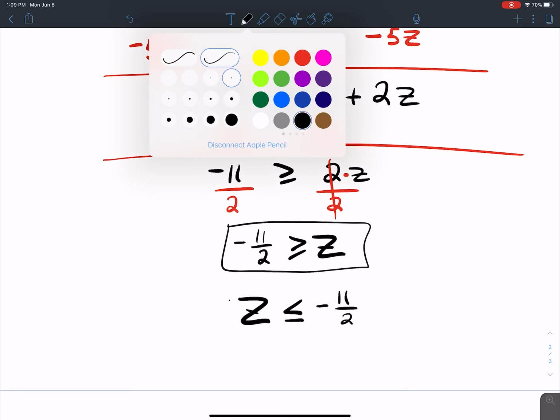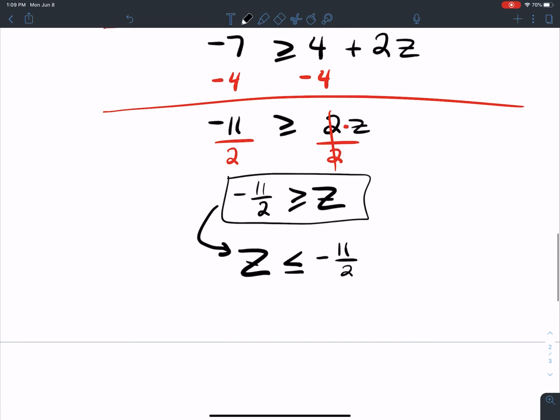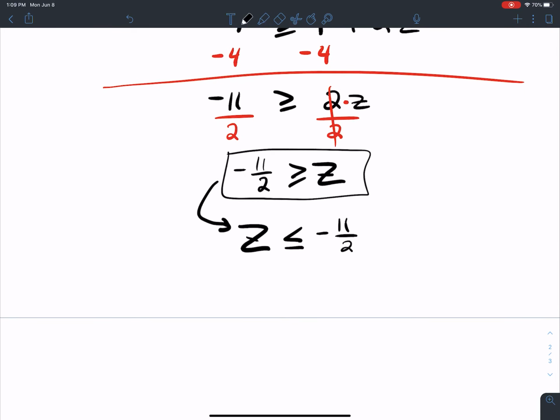So this is the same thing. This is just writing the variable first. I promise you it's going to help you out. It's easier to read it this way. I read it as z is less than or equal to negative 11 over 2. It's easier to read from left to right than it is from right to left, okay?